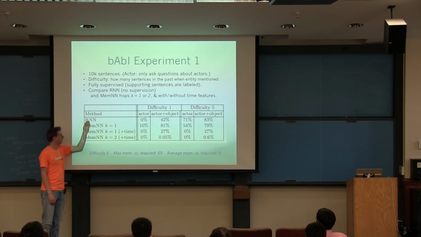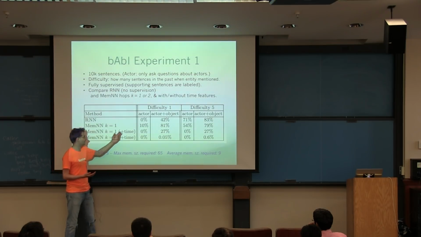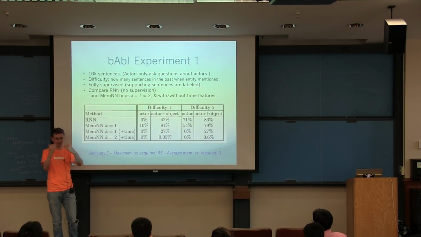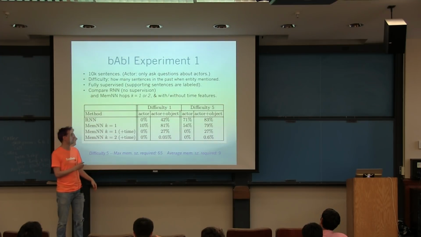time features. The RNN, on the other hand, can only solve the actor task when difficulty is 1, because it doesn't have this capability of having a memory. Unless the supporting facts happen just before the question, it's forgotten them if they're 5 statements ago. So that's basically the problem.